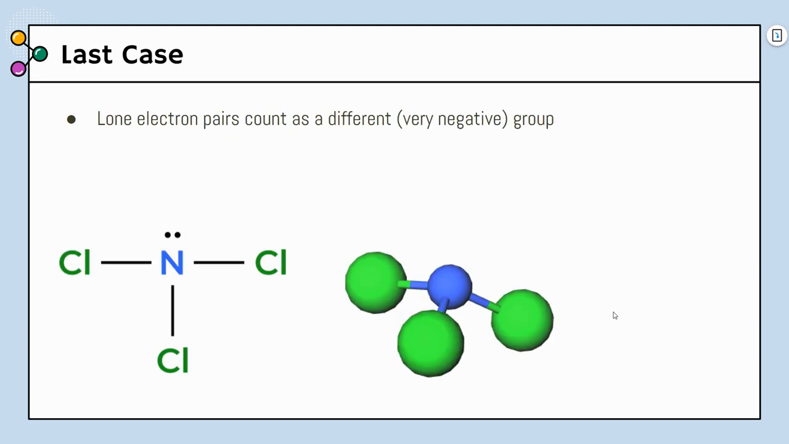The last case is very similar to what we have before. Know that lone electron pairs count as a different, very negative group. So in this molecule, believe it or not, in this molecule, nitrogen to chlorine, these bonds are all perfectly nonpolar. Nitrogen and chlorine have the same electronegativity. Offhand, I believe they are both 3.0. So there's no separation of charge.